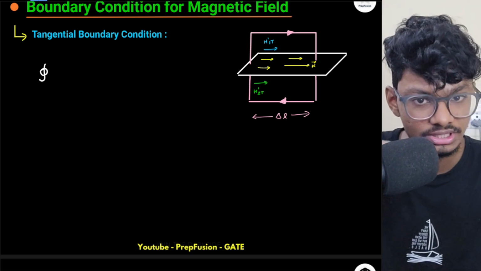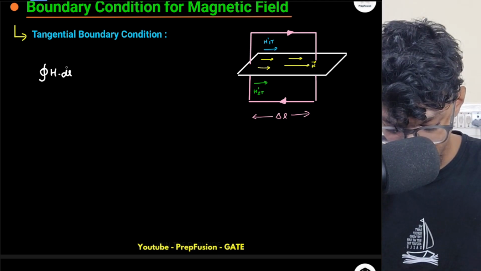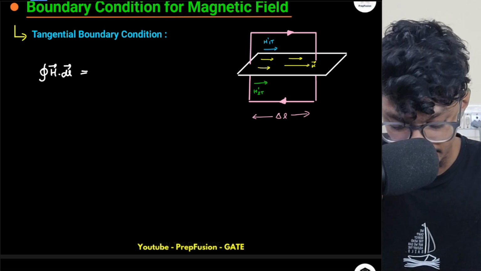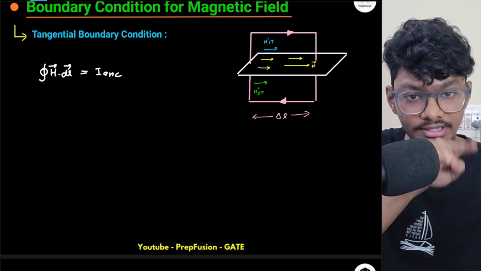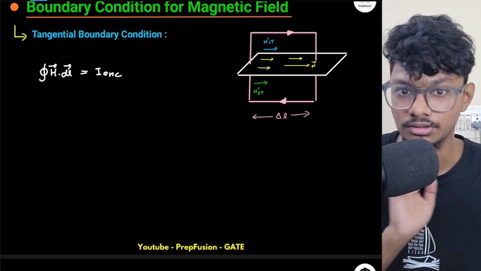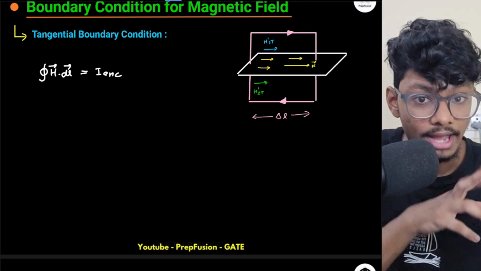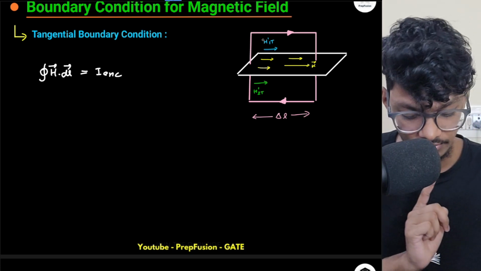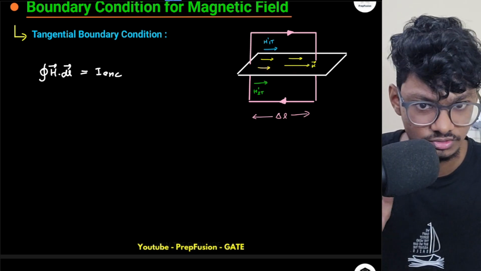If I choose a closed curve, and take the closed line integration along that curve of the magnetic field intensity, this will be equal to I enclosed, the current enclosed within that closed curve, the current that crosses through the surface. Now I can choose two types of closed curve. One closed curve I will choose again is a rectangle. Why? Because my current is like a straight line. That's why I choose a rectangle.